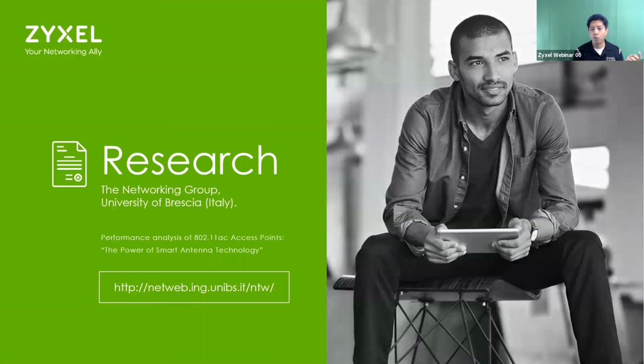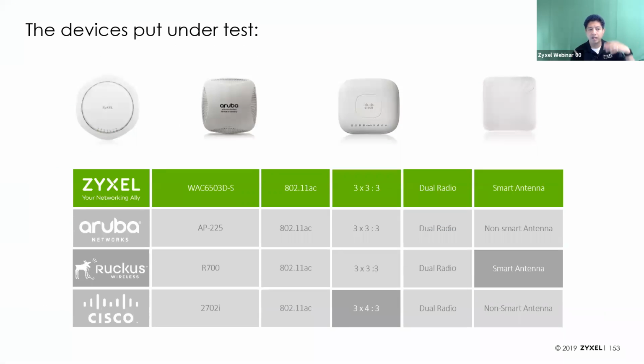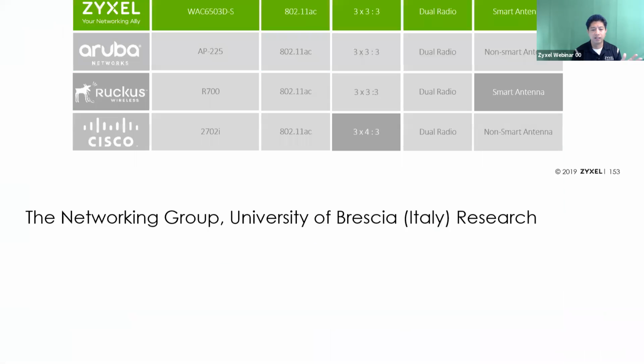And if you want to find out more about why smart antenna technology is important, you can always Google the University of Bruxelles. That's a big university in Italy that does technology. They did an analysis on the power of smart antenna technology. You can find that link here, but you can also Google for it. Just look for Zyxel, University of Bruxelles in Google, and you'll be able to find that. Basically, we got put up against Aruba, Ruckus, and Cisco, and only Ruckus was the other one in this particular case that had smart antenna technology. And so we were able to outperform.